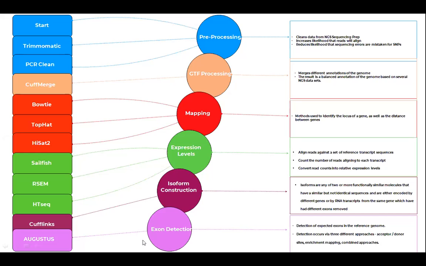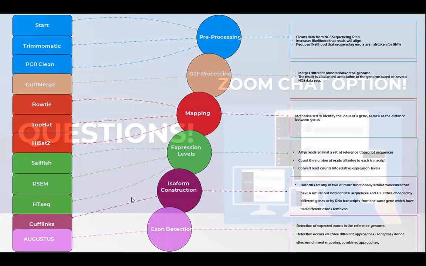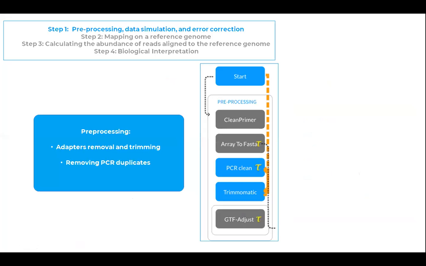So exon detection can be performed by an algorithm that is called Augustus. And detection of expected exons in the reference genome can be done by three different approaches: acceptor or donor site enrichment mapping, or one where they combine both the approaches. So now let's look into the details of each step one by one. Okay, so let's start with the pre-processing.